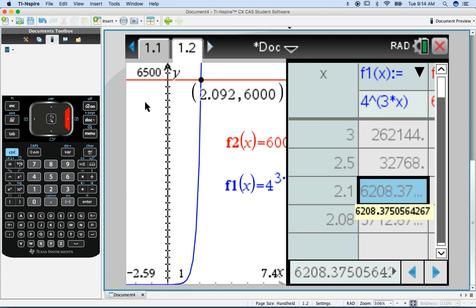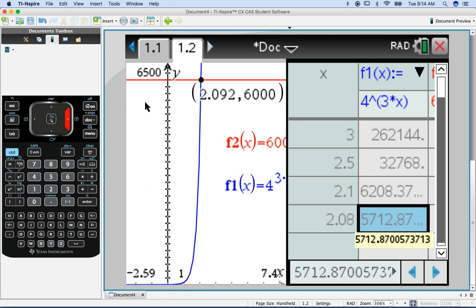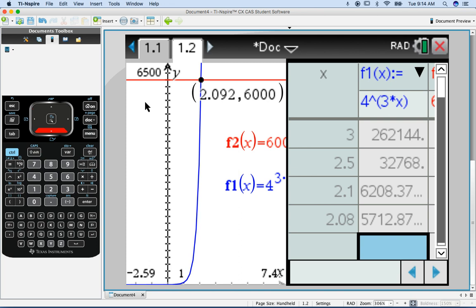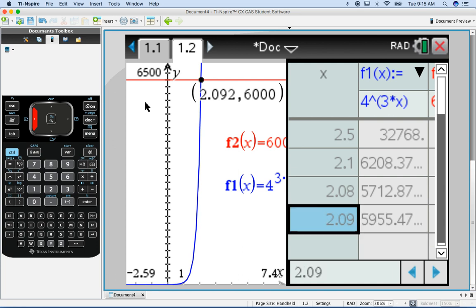So over here, it was too high. It was above 6,000. That's why 2.1 is too big. 2.08 is below 6,000. That's why it's too small. And that's why we're going to go in between somewhere and say 2.09. Okay? And you see, it gets closer and closer and closer to equal the same thing. Okay? What you can do here is you could do a lot of guess and checking for sure.